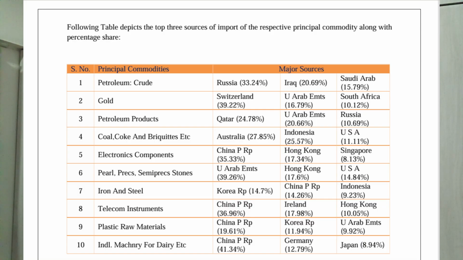Yes, that's right. Just to give you an idea about the dependency on China, let us look at the top 3 sources of imports for the top 10 commodities during FY 23-24. For 4 commodities, that is electronics components, telecom instruments, plastic raw materials and industrial machinery, China is the number 1 source. For 3 commodities, China, Hong Kong are the number 2 suppliers.